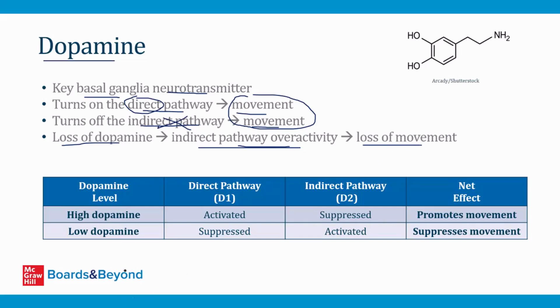And to make all these things clear, I've summarized this in the table at the bottom of the slide here. High dopamine from the substantia nigra activates the direct pathway via D1 receptors. It suppresses the indirect pathway via D2. And the net effect is to promote movement. The opposite happens when dopamine levels are low. You get suppression of movement, and that's what happens in Parkinson's disease.